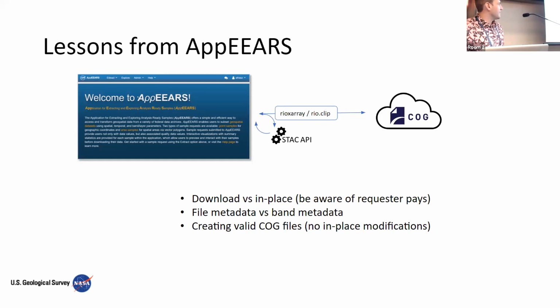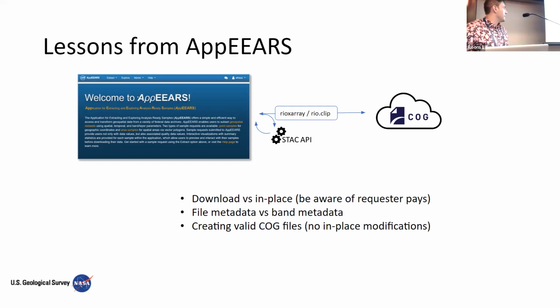Some of the lessons that we've learned, I don't think these are really, I mean, we just went at it and ran into these things that were already defined. So, download versus in place. We initially worked with our Earthdata collection, right? And that requires authentication. So we had that figured out, but then we started working with the USGS collection, which is a requester pays bucket. And so we had to shift a few things there and be a little bit more aware of costs coming through in that scenario.